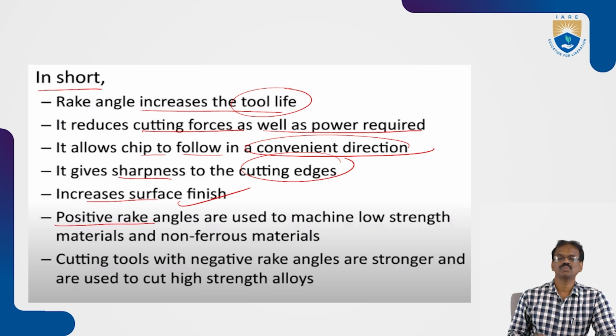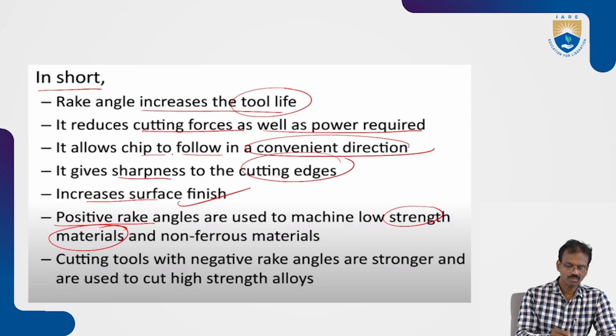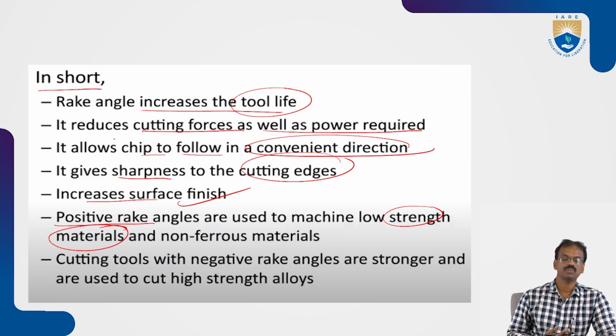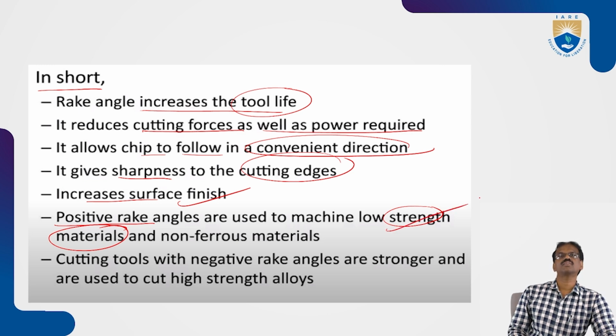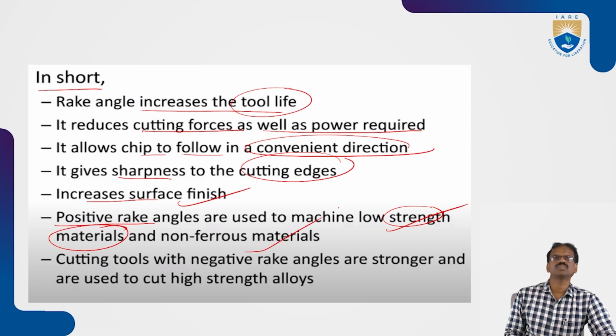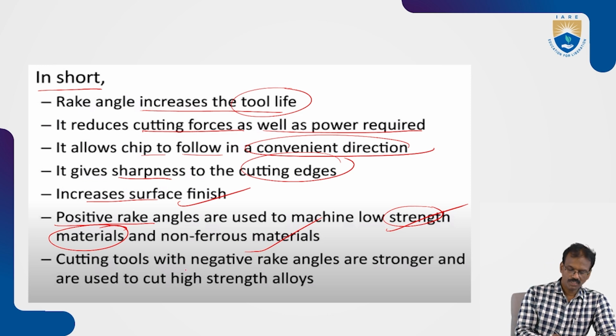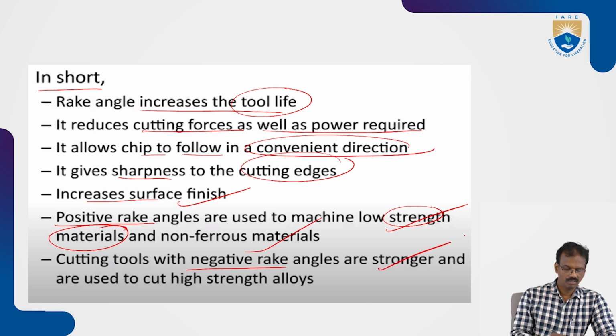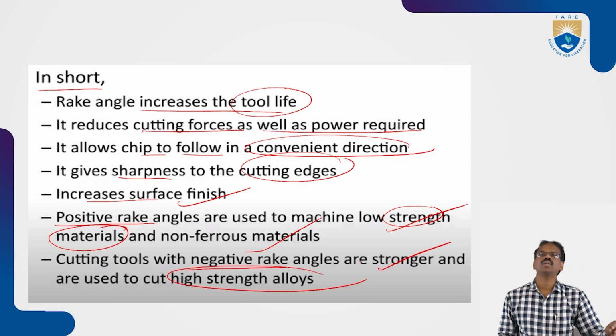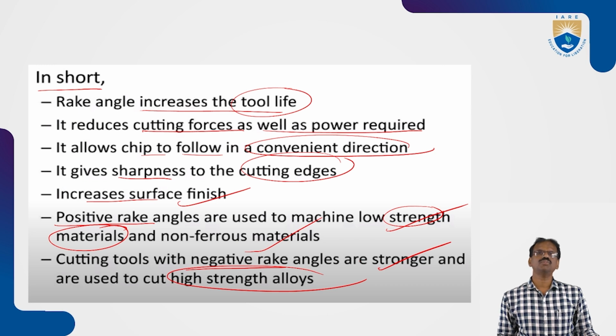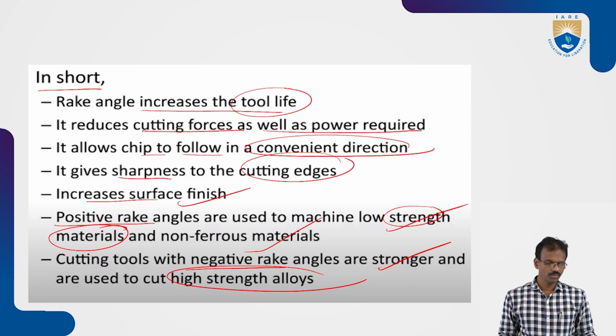Positive rake angles are used to machine low strength materials because the positive rake angle takes less cutting force. So by using the positive rake angle, you can perform machining operations on low strength materials and non-ferrous materials, such as aluminum, magnesium, silicon. Next, cutting tools with negative rake angles are stronger and are used to cut high strength alloys, such as ferrous materials. For this, you use negative rake angles.